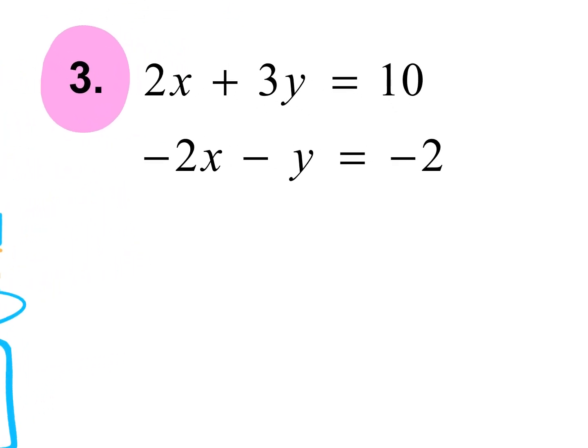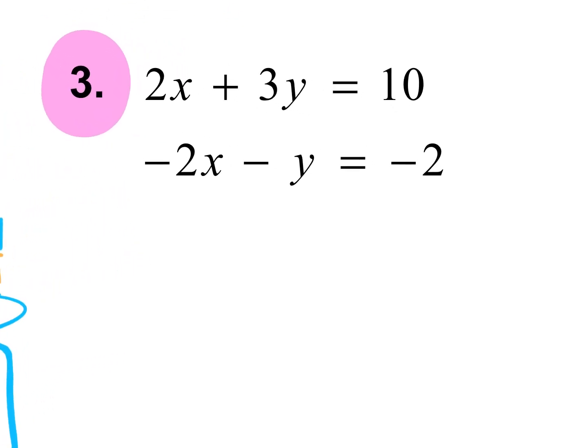Let's look at 3. Which variable do we want to eliminate in 3? The x's or the y's? The x's. The x's are already the same number but opposite, so they already eliminate. So I'm going to combine my like terms. What's 3y minus y? 2y. What's 10 minus 2? 8. How do I solve for y?